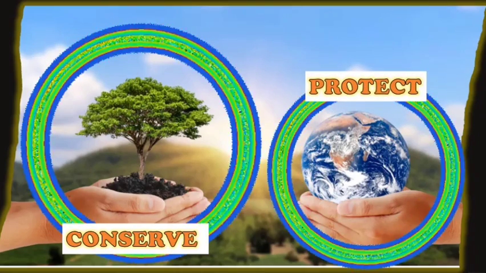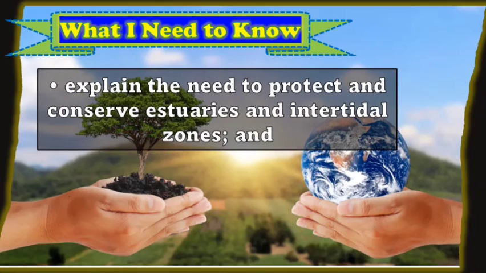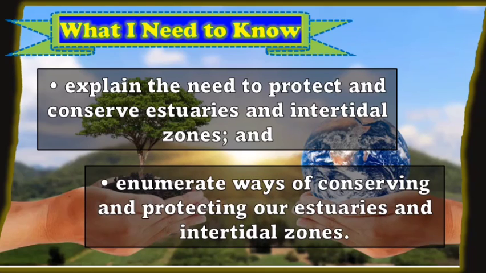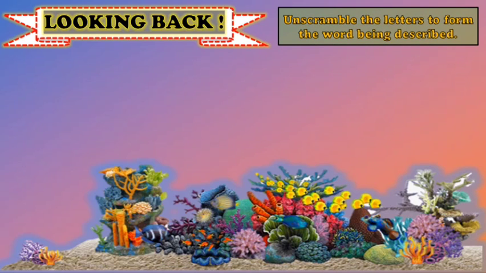So one should learn the value of these ecosystems and how we can conserve and protect them. In this lesson, you will be able to explain the need to protect and conserve estuaries and intertidal zones, and enumerate ways of conserving and protecting our estuaries and intertidal zones. So this time, let's have a review on the lessons we've tackled last meeting. All you have to do is to unscramble the letters to form the word being described.